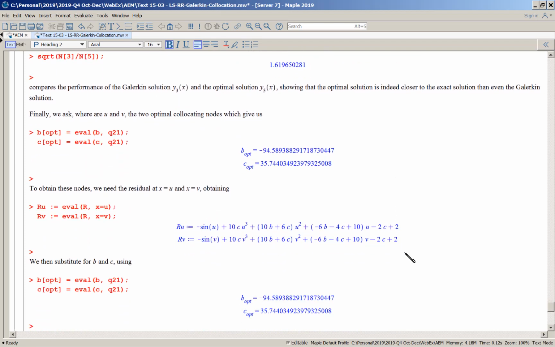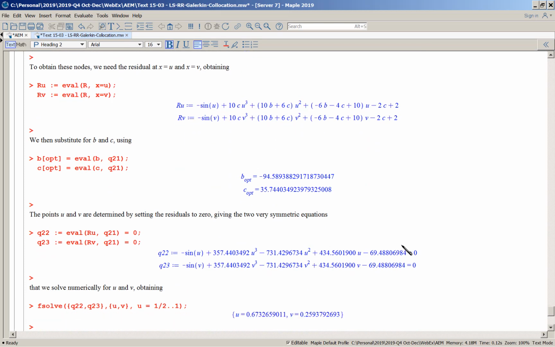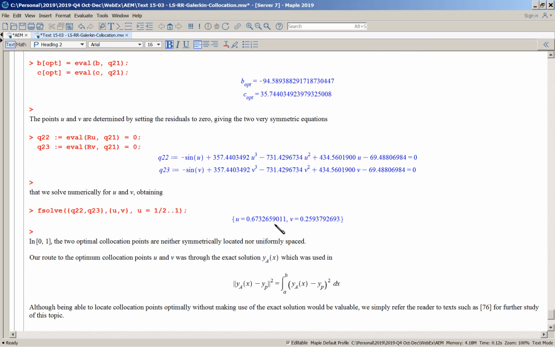And so it's just a question of solving the appropriate equations, and we get two values, u and v, and what we observe is they're not uniformly spaced. And so collocation, uniformly spaced, is nowhere near as good as having a method of picking the best collocation points, and that's a subject in itself.